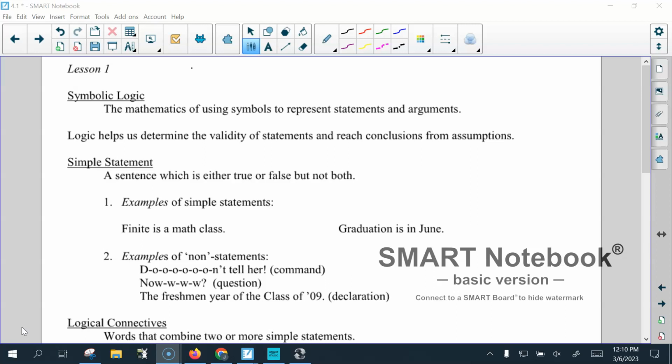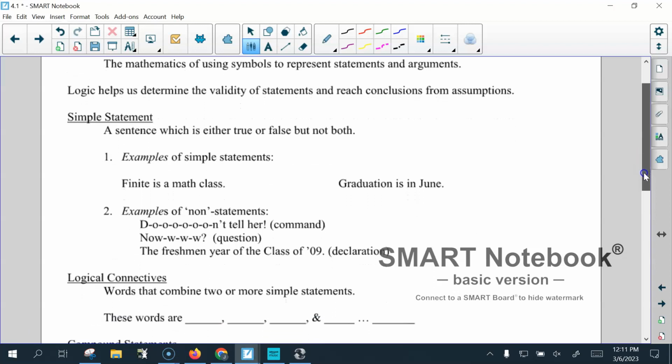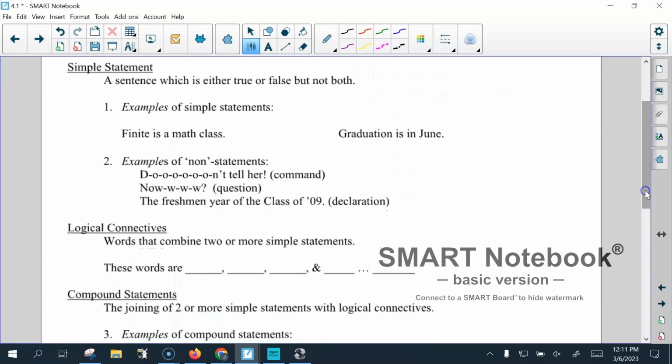So we'll talk about different rules later on. So, a simple statement. A simple statement is a sentence which is either true or false, but not both. This is very important. It can't be both. It can be true or it can be false, but it cannot be both. So, for example, finite is a math class. Okay, that's a true statement.